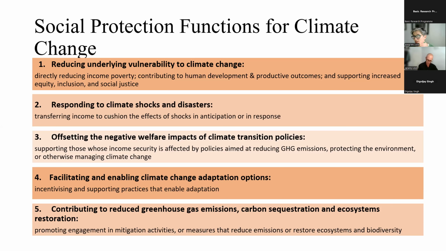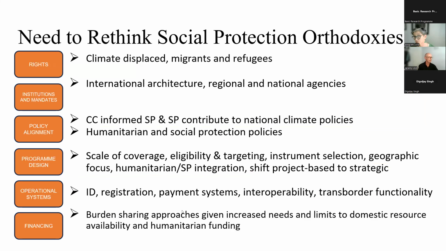And the final one is that social protection can be used to actually contribute to reduced greenhouse gas emissions, contribute to carbon sequestration, ecosystems restoration. So it is possible to actually use social protection, design it in such a way that you can actually address, mitigate these direct climate challenges. So my last slide is, well, what does this all mean for us as a community?